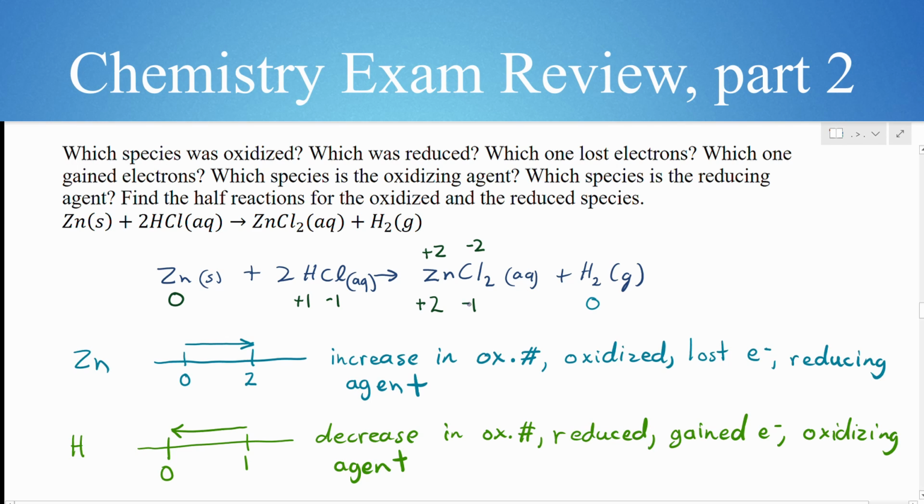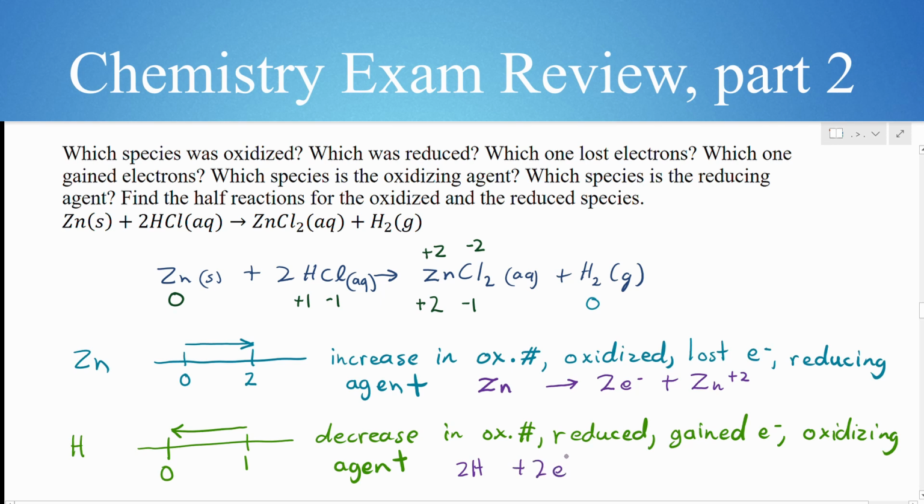Alright, and so now let's write the half reactions for zinc and hydrogen. So for zinc, we are going to have the neutral zinc atom, and this is going to be a loss of electrons, which means that we're going to write the 2 electrons that were lost on the product side. And this makes sense because this zinc over here had to have lost 2 electrons so that it could make zinc plus 2.